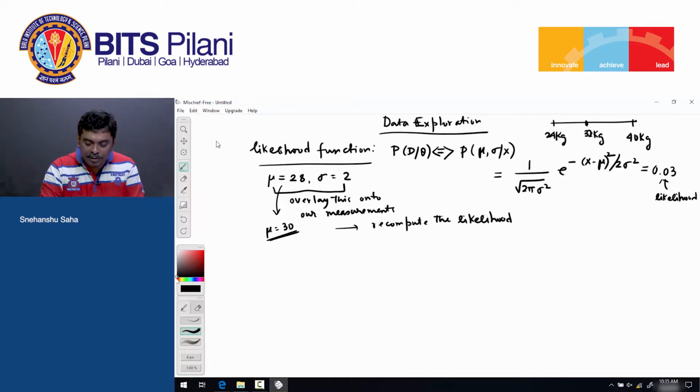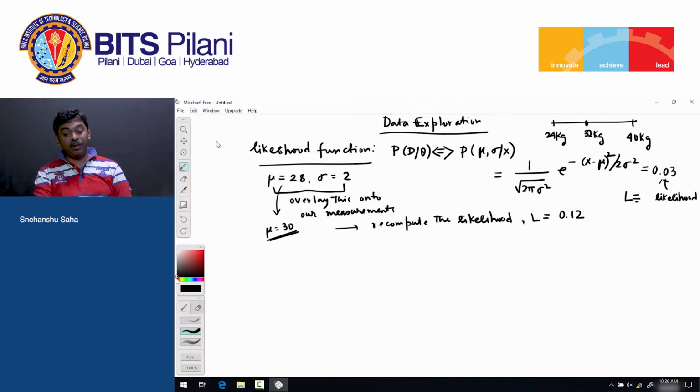So let's call this L, the likelihood, and recompute it. Just plug in mu equal to 30, everything else remains constant. You will find that the likelihood has increased from 0.03 to 0.12. So this is better, right?